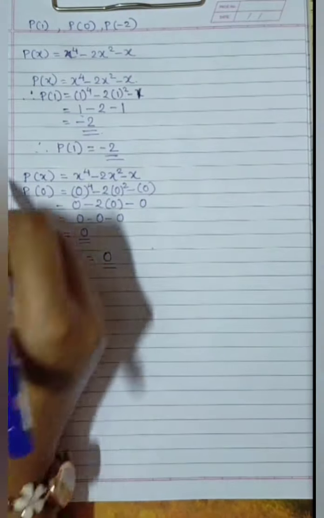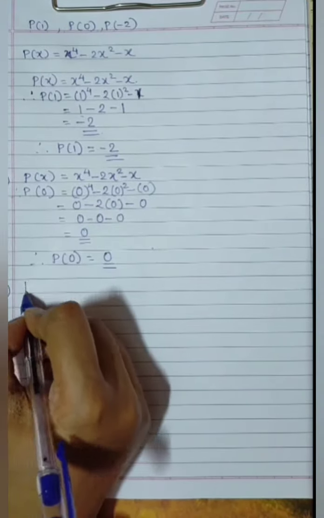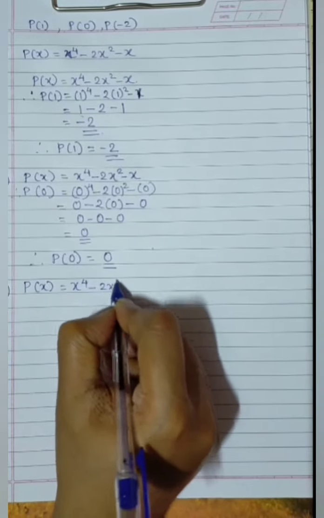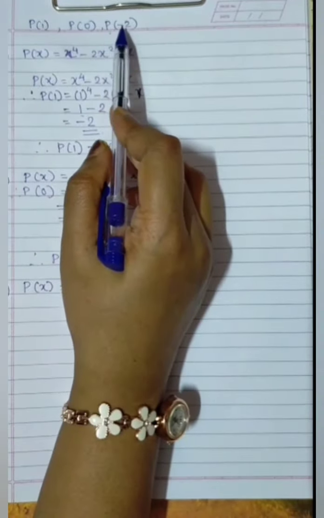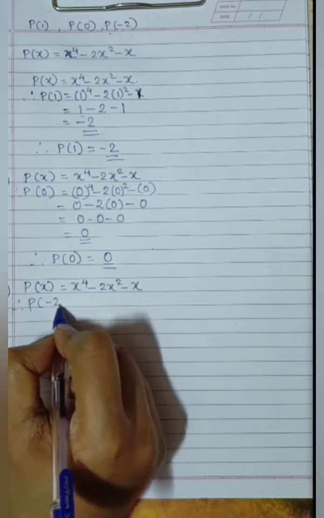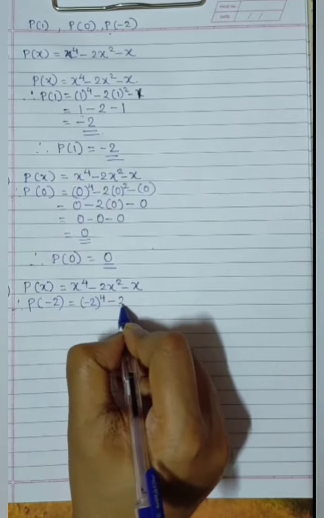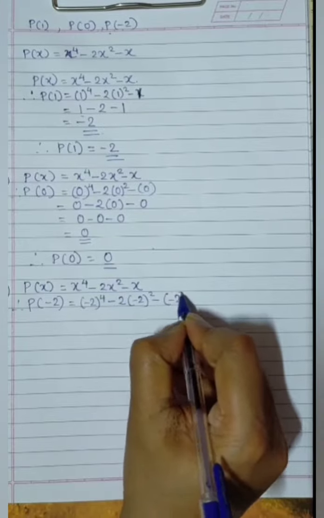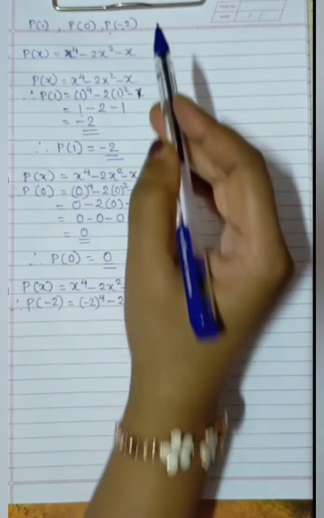Now the next one, with the same equation, P(x) equals x to the 4 minus 2x squared minus x. Here we'll take the value of x as minus 2. So therefore P(-2) equals (-2) to the 4, minus 2 times (-2) squared, minus (-2). Okay, in the place of x we have taken minus 2.